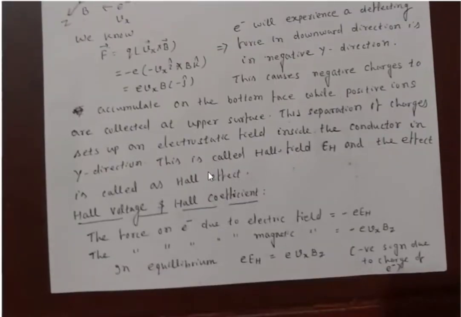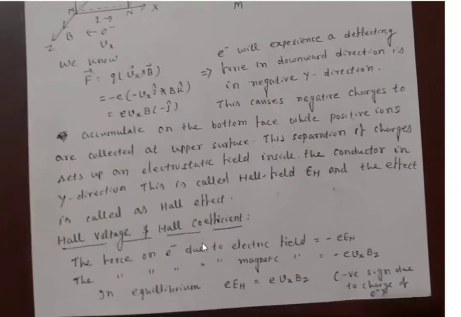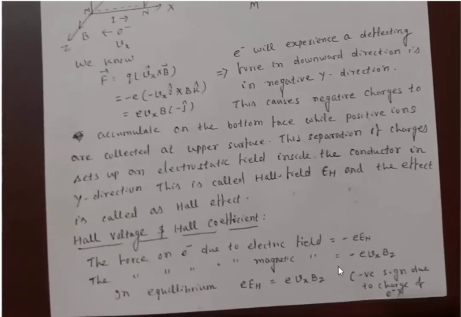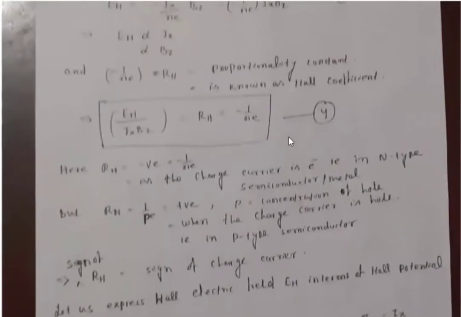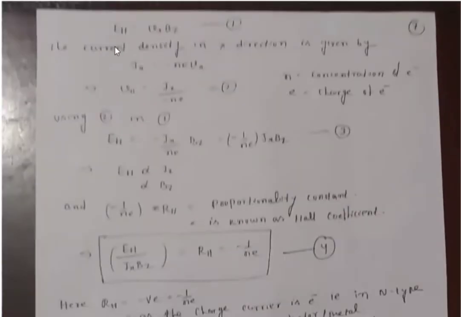Now let us calculate Hall voltage and Hall coefficient. So let us find out the formula for these two. The force on the electron due to the Hall electric field is equal to minus e EH, minus sign is for the charge of the electron. And the force due to the magnetic field is minus e Vx Bz. So in equilibrium, both forces have to be equal. So e EH equals e Vx Bz. Now both sides will cancel out e. So we have EH equal to Vx into Bz.